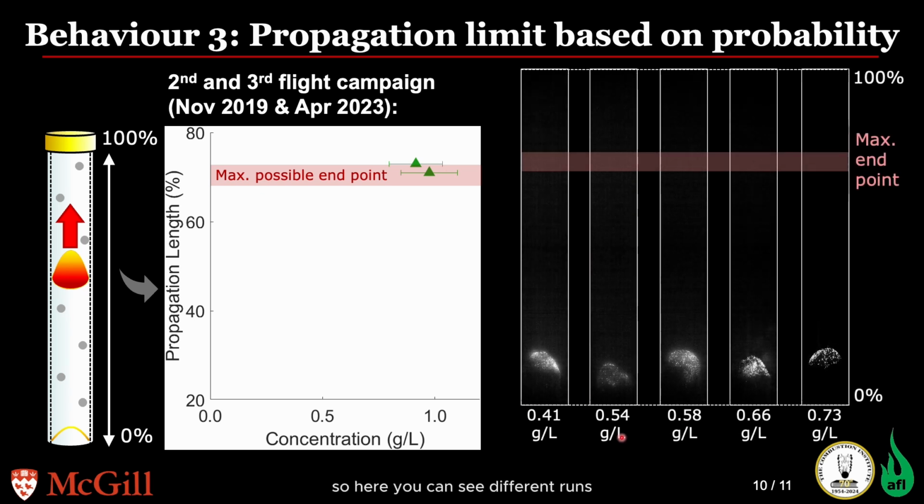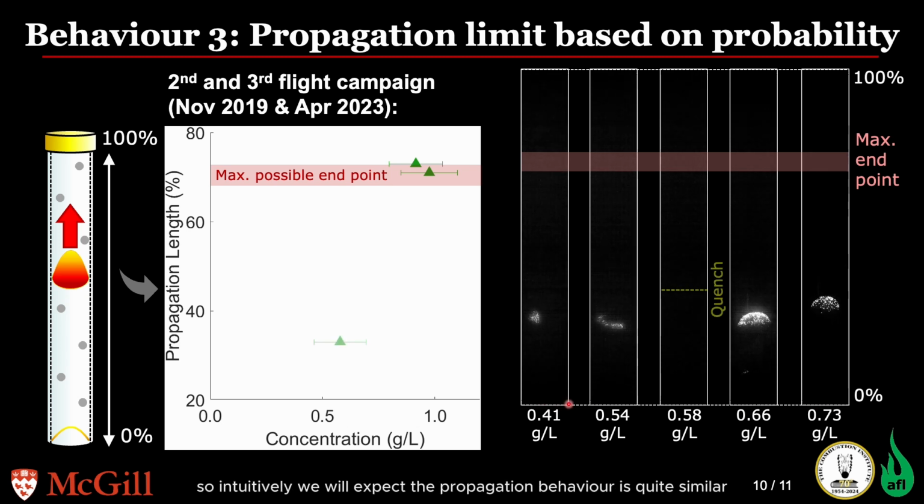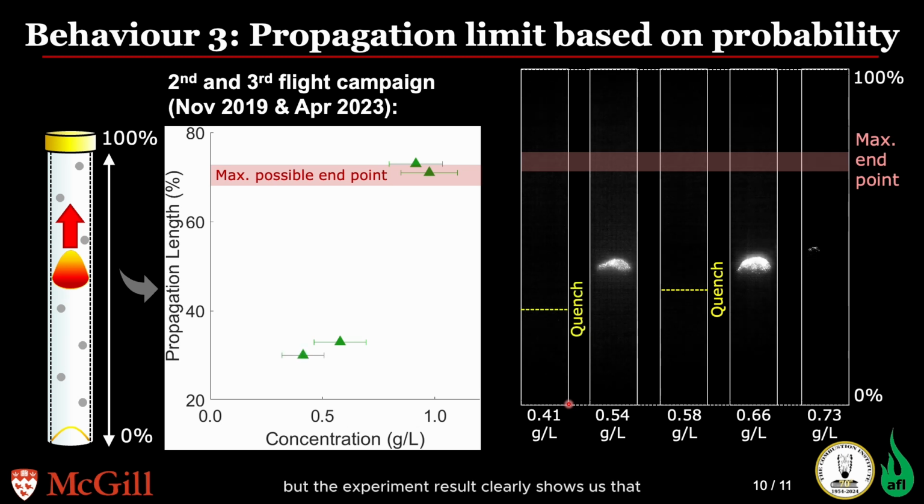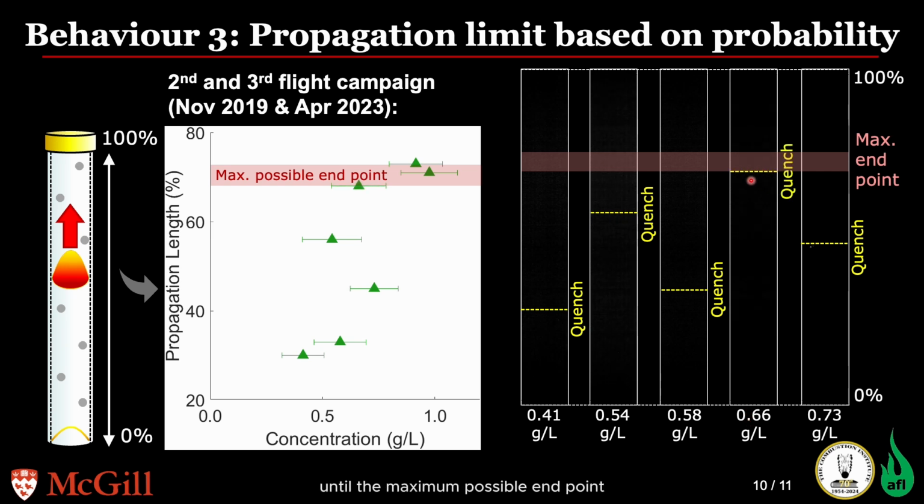So here you can see different runs, and we have a very similar fuel concentration. So intuitively, we would expect the propagation behavior to be quite similar. But the experimental results clearly show us that their propagation length is quite different, and some of the runs can even propagate until the maximum possible endpoint. And from the experiment, we can clearly see the statistical nature of the discrete flame, because even though the fuel concentration is quite similar, the propagation behavior in terms of propagation length can be very different.